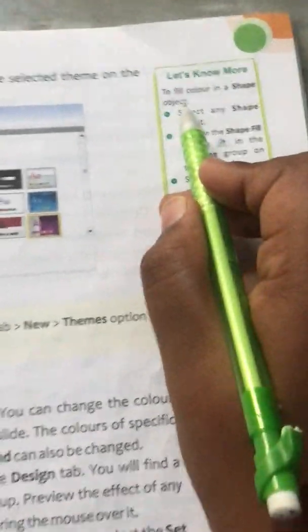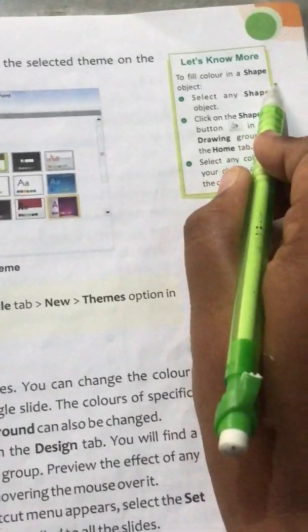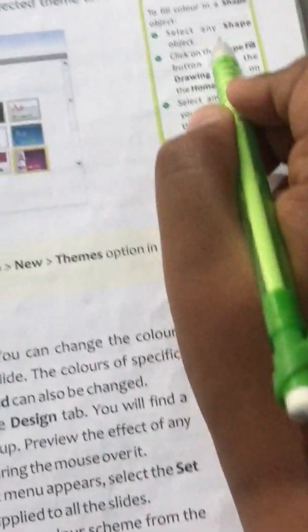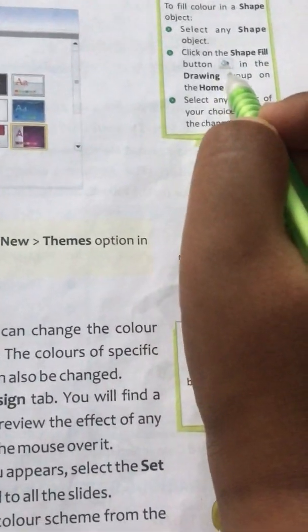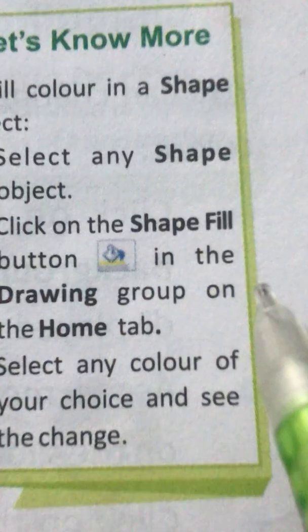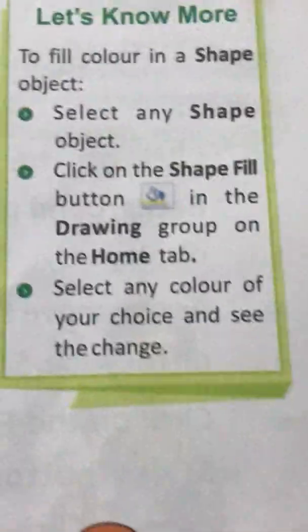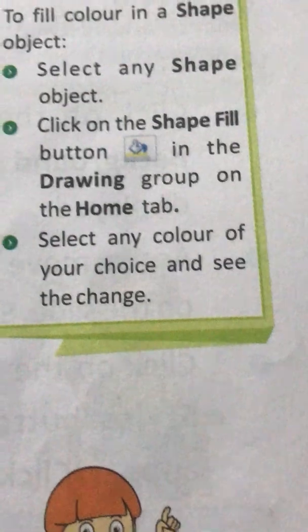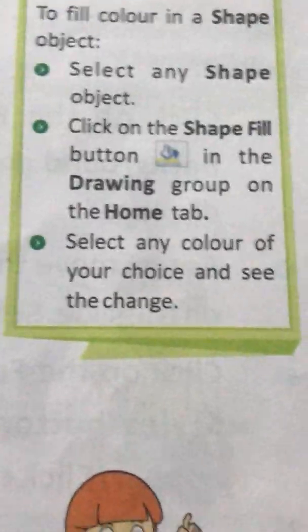Let's know more. To fill color in a shape object, select any shape object. Click on the Shape Fill button in the Drawing group on the Home tab. Select any color you choose and see the change. Tips. You can also select the themes type from the File tab, New Themes option in the available templates and themes section.